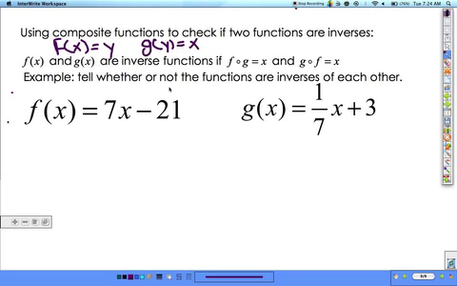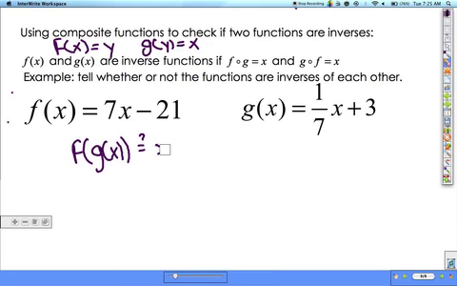So I'm not going to go through it exactly with numbers, but I will show it to you with composition of functions. So what I'm going to do is say f of x equals 7x minus 21. I believe that g of x is its inverse. So to check that, I will compose f of g of x. And if I get a value of x, then I know that these functions are inverses of one another.